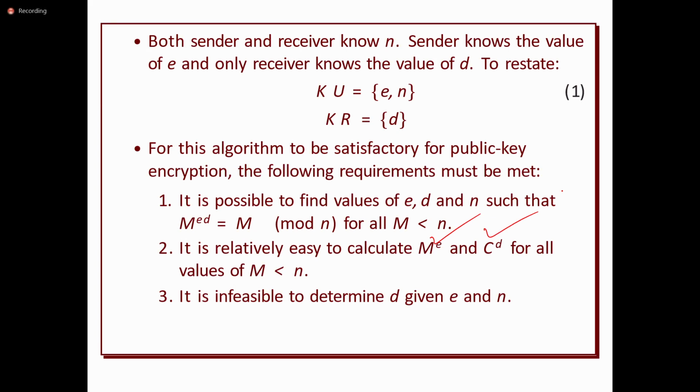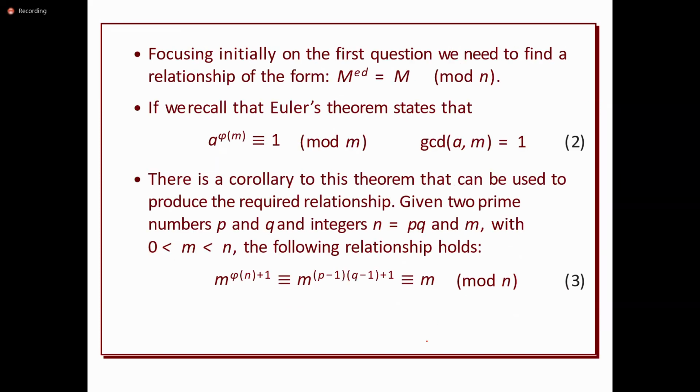Okay. And it is infeasible to determine D given E and N values because E times D is congruent to 1 mod phi of N. So we need to calculate the D value using the formula. Before discussing this, we'll go with an RSA example. So is it clear to all of you? Tell me. Is the procedure of RSA clear?